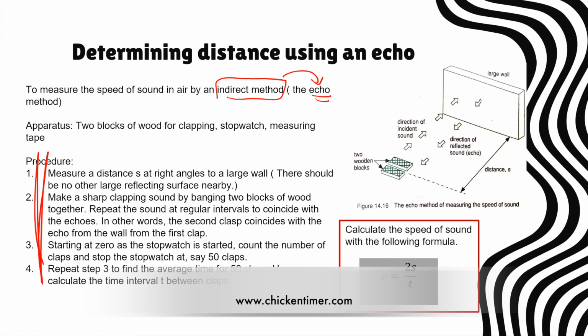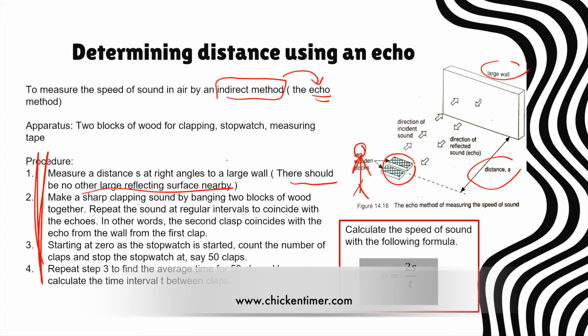So what happens is you have a person standing here. You can use two pieces of wooden block to create sound. Or you may have someone screaming away at this position to create a sound. But using the wooden block is more consistent than screaming at the wall. So they say you will measure the distance between the person and the large wall here. Then they say there should not be any reflecting surface nearby.